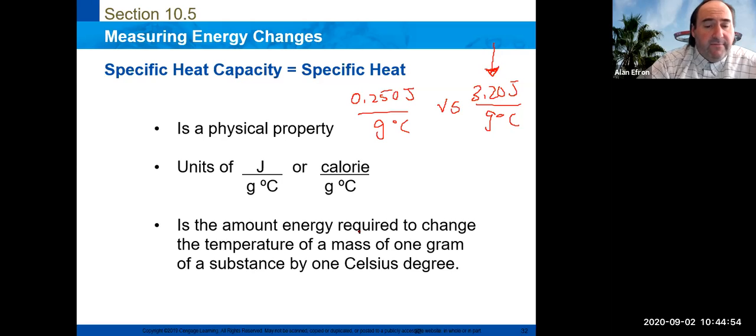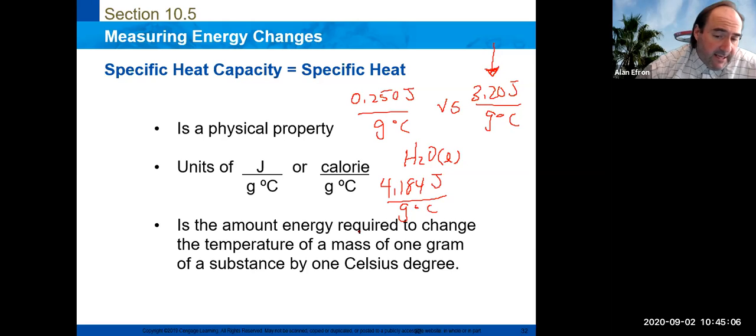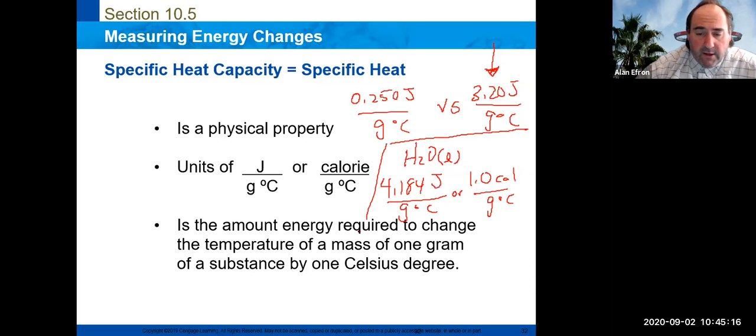So for example, water, liquid water. So liquid water has a specific heat capacity of 4.184 joules per gram per degree Celsius, hence where that conversion comes from. And we also have 1 calorie per gram per degree Celsius. So this is the specific heat capacity of liquid water.